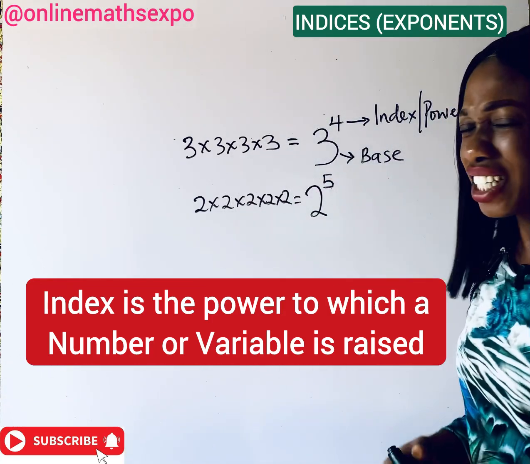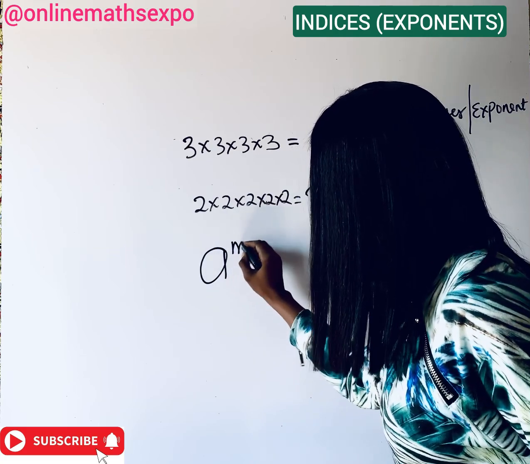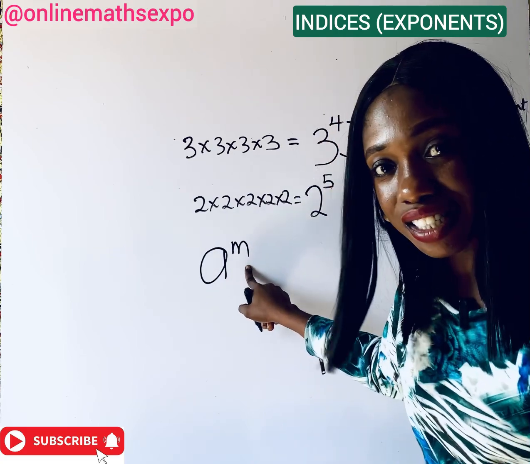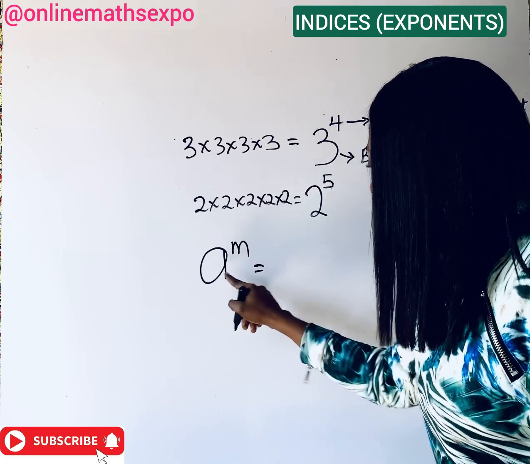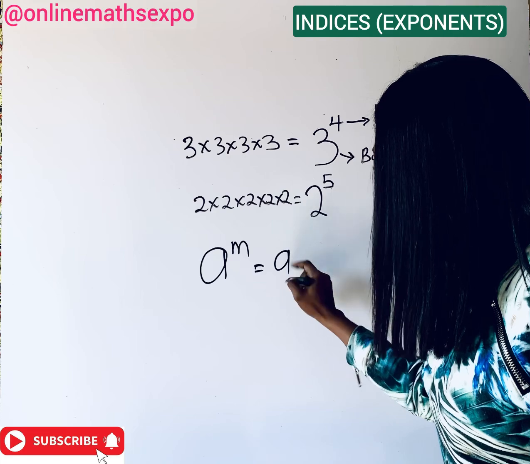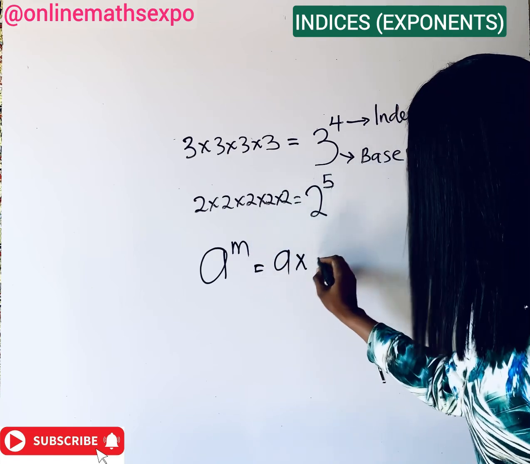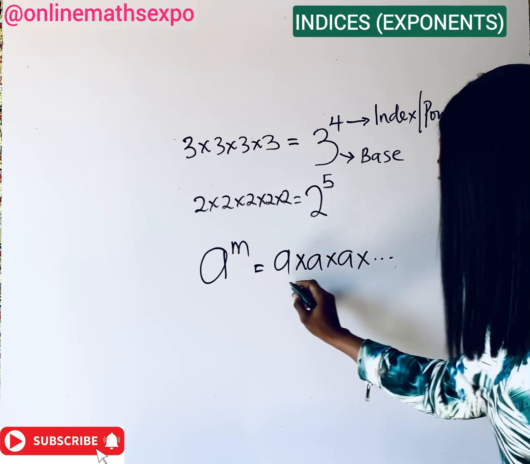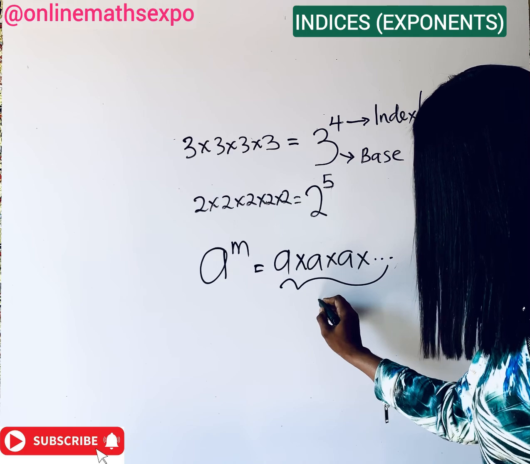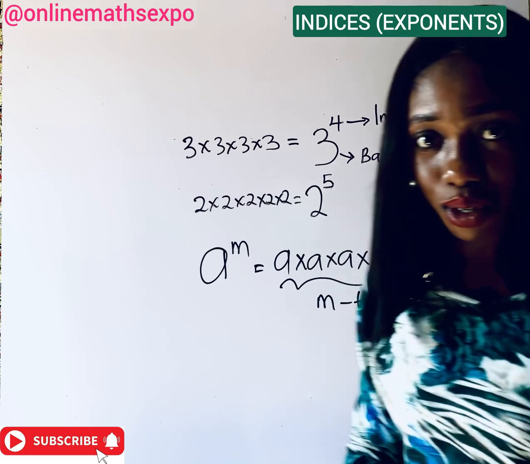Now we can generally say that we can have this as a to the power of m, expressing index. And what does it mean? It means that this a is going to be multiplied m times. We don't know what this m means, so you are going to keep multiplying, and so on. So you can just express it as multiplying a, m times. I hope you have understood the concept of indices.